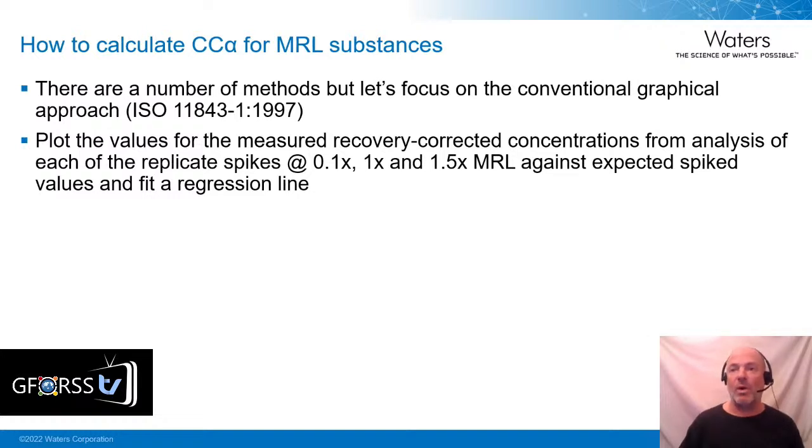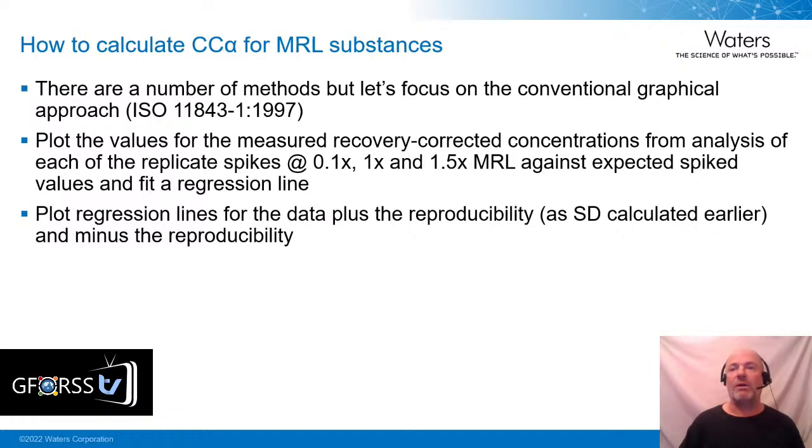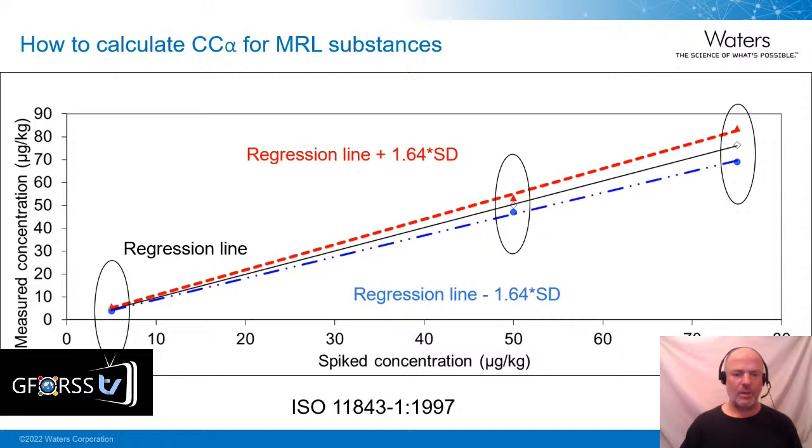So at 0.1, 1 and 1.5 times the MRL against the expected spiked values, and then we fit a regression line. We also then plot regression lines for the data plus the reproducibility as we calculated earlier on, and then minus the reproducibility. This slide shows what the graph would look like.